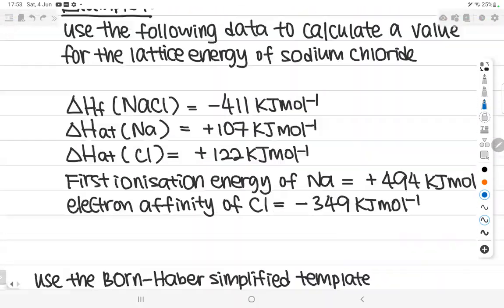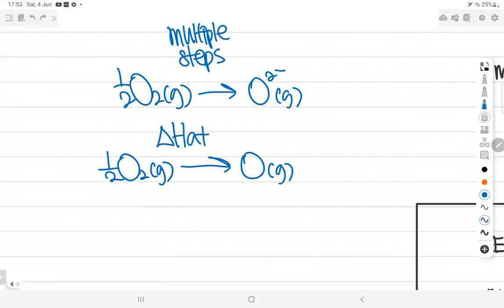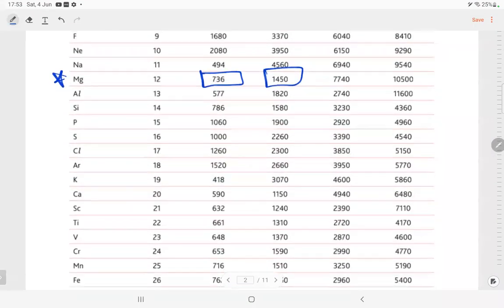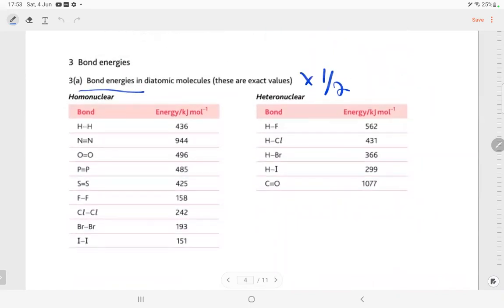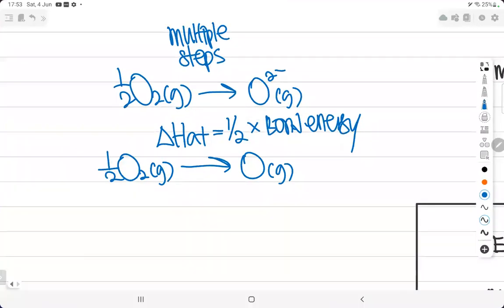So for this question, they didn't give me the enthalpy of atomization for oxygen. So I need to take half of the bond energy to calculate it myself. I need to find the value from the data booklet. So let's go to the data booklet, everyone. This is the bond energy table. Oxygen O2, oxygen is a double bond, which is here. The bond energy is 496. So we take this value, half times 496. That is how we get it.